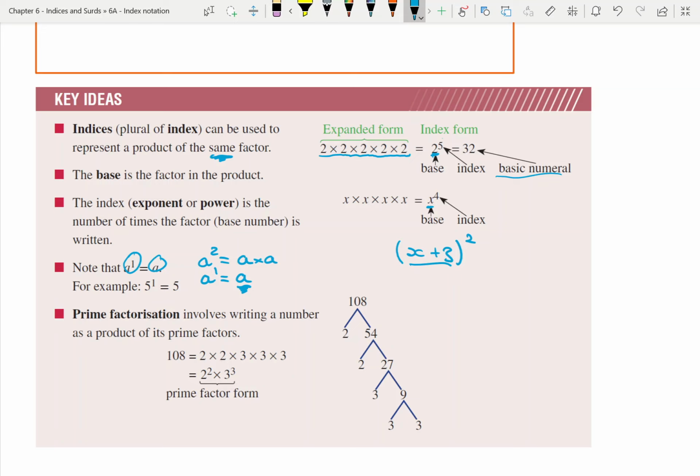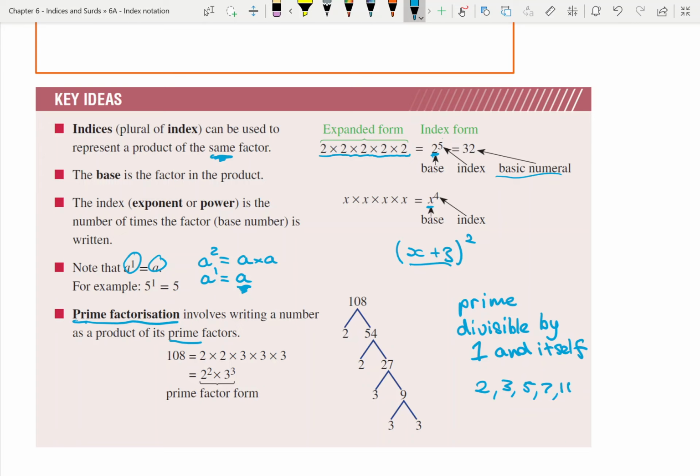We can then use this idea of indices to do what we call prime factorization. So prime factorization involves writing a number as a product of its prime factors. So just a reminder, prime numbers are divisible by 1 and itself. So some of the primes you're probably familiar with are 2, 3, 5, 7, 9 wouldn't be one. 11 would be our next one.